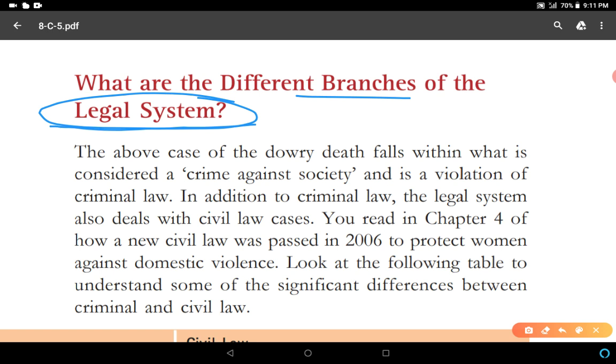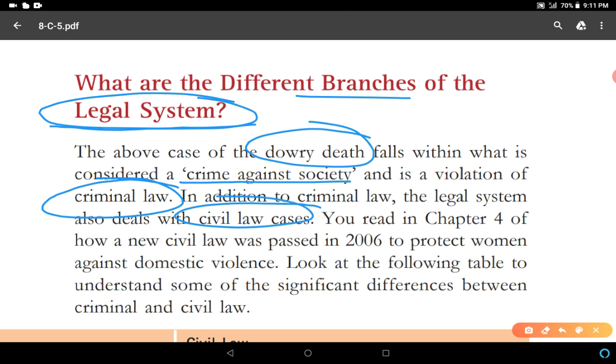That is the legal system. The above case of Dori's death and Sudha's death that we discussed in the previous video falls within what is considered a crime against society. So murder is considered a crime against society and is a violation of criminal law. So one kind of law in the legal system is criminal law and another is civil law. So some are civil cases, some are criminal cases.